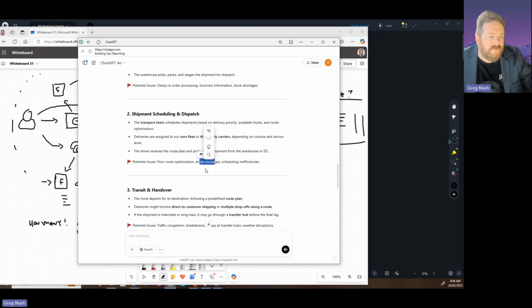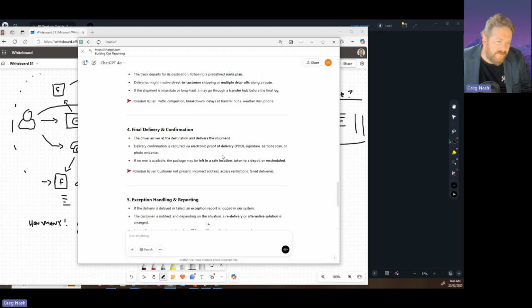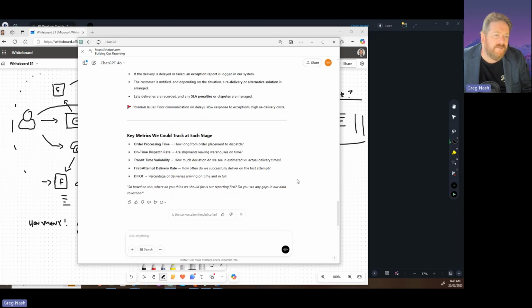But the best thing that they can do is just tell you what the actual issues are, and then you can build specific solutions for those issues. Scheduling inefficiencies. Okay, so we want to know what's happening on the schedule so that we can try and figure out scheduling inefficiencies. But you might be able to come up with a dashboard that just shows them suboptimal scheduling using whatever business rules they have to do that, right? Transit and handover. You can just see how metrics fall out of this.